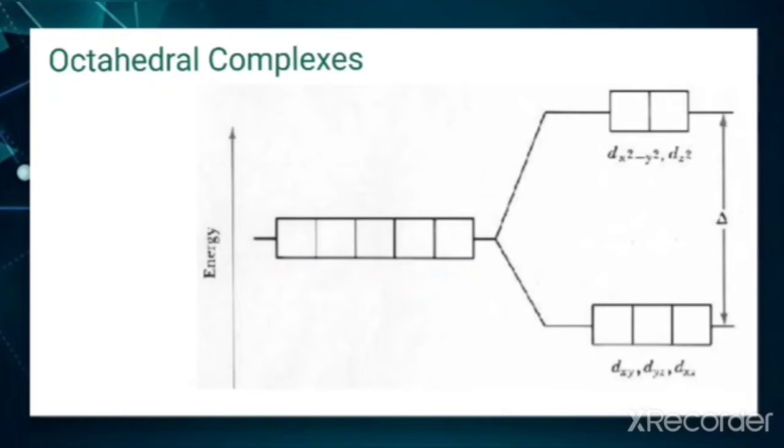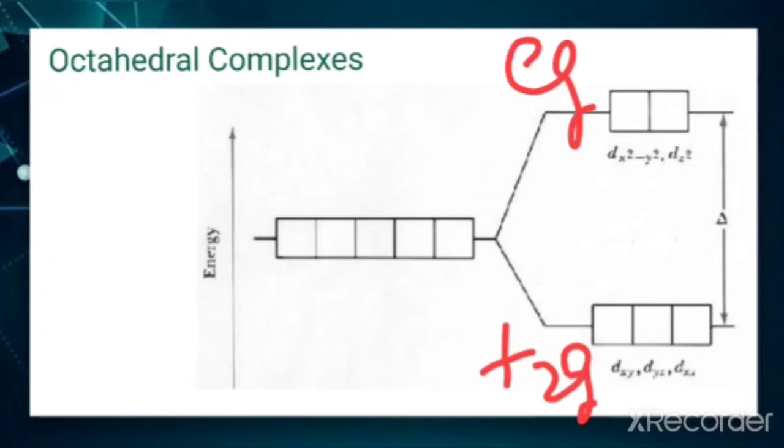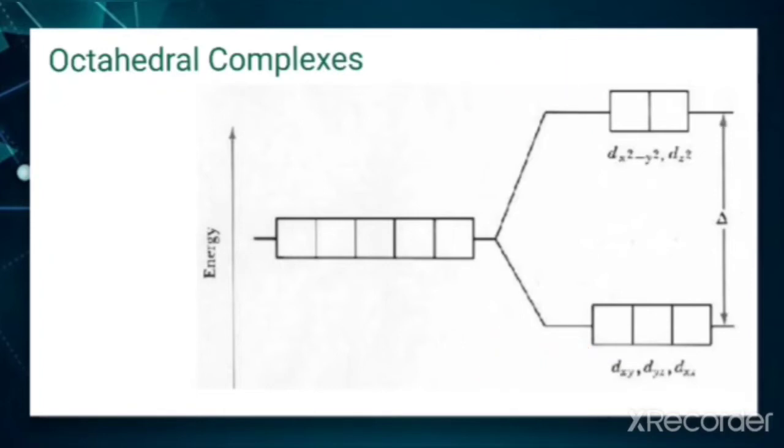But due to the influence of the central metal ion, because of the influence of the ligand, there is a splitting of the d orbitals into two sets, that is the T2g set and the eg set. The T2g set has lower energy, and the eg set has a little bit greater energy. So you have to make the three boxes down and the two boxes up.